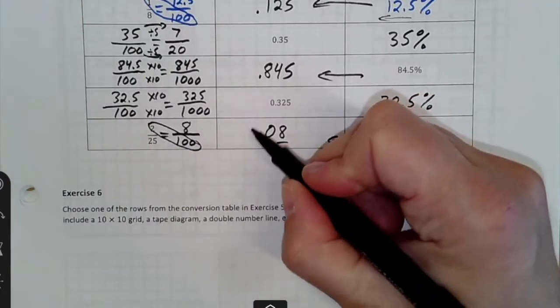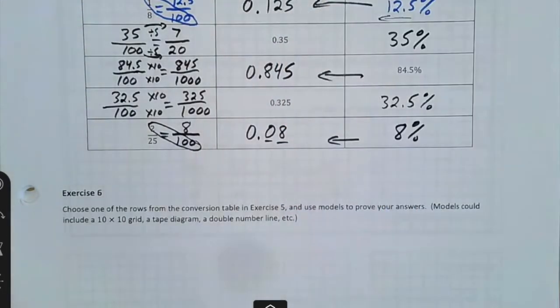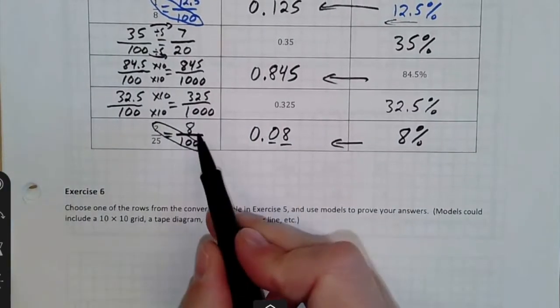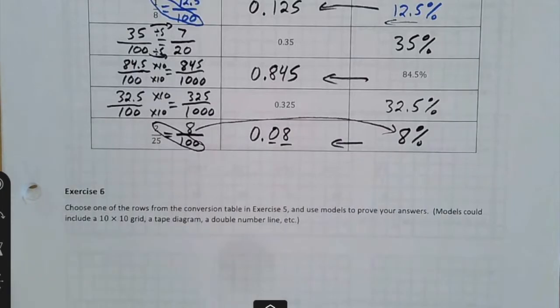Could the 0 be in front? Yeah, you could put zeros in front of these decimals. You don't have to. Couple ways to look at that. Once you get it out of 100, I think it makes it easy to find your percent.